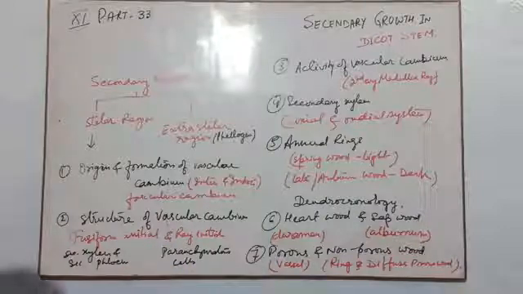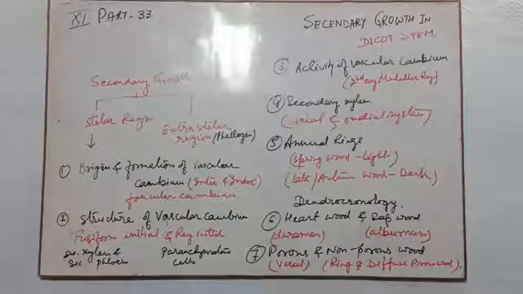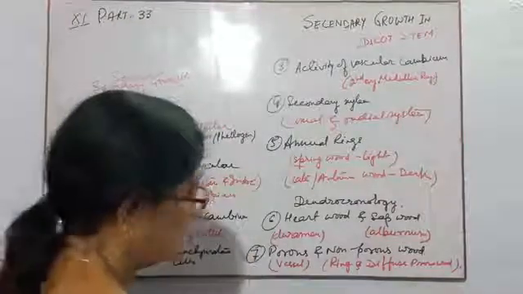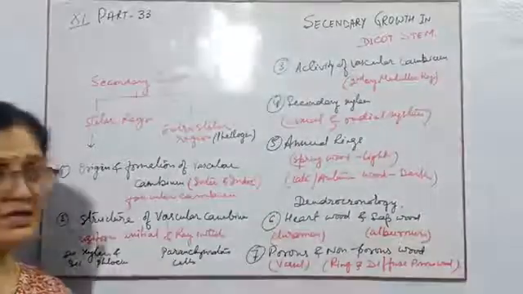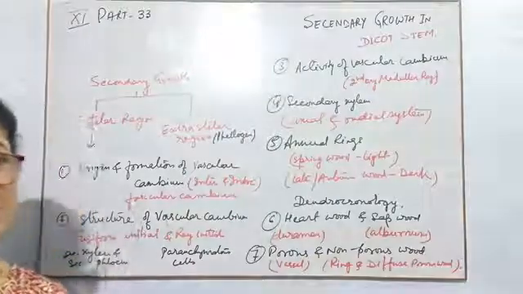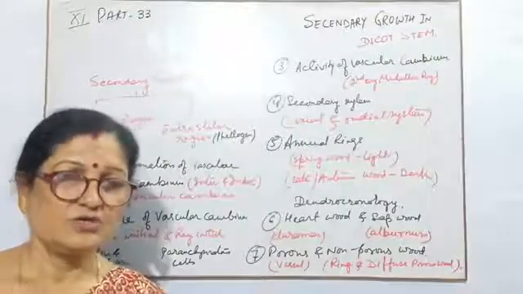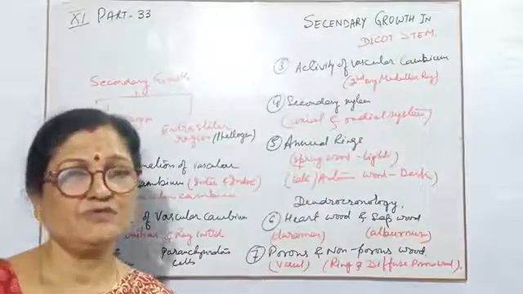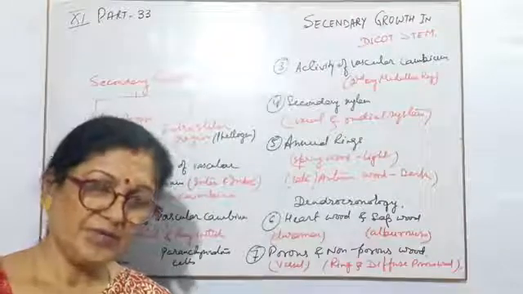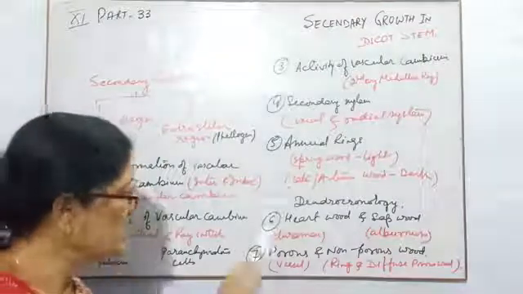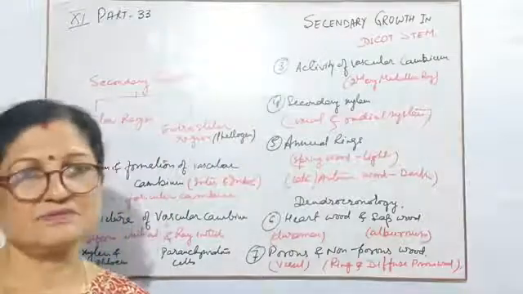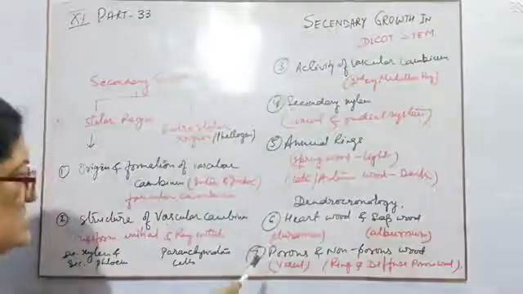Sapwood mostly has living cells, and heartwood is composed of dead cells. In heartwood, when a living cell is going to die, there will be deposition of suberin. Children, suberin makes the cells impermeable to water, and when it becomes impermeable to water, slowly this wood changes to bark. So this is the heartwood.